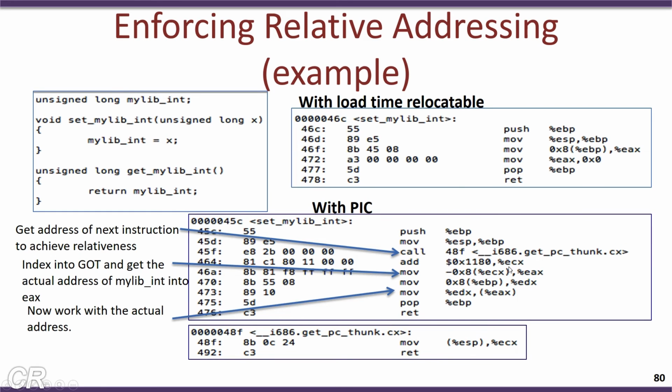So, the ECX register will have the address of this particular instruction. Now, we add 1180 to the contents of this ECX register. This 1180 is the offset for the GOT table, so ECX plus 1180 is an offset to the GOT table. Further, we subtract 8 bytes from ECX, which is an offset in the GOT table which contains the actual address of mylib_int. This actual address of mylib_int is moved into the EAX register.